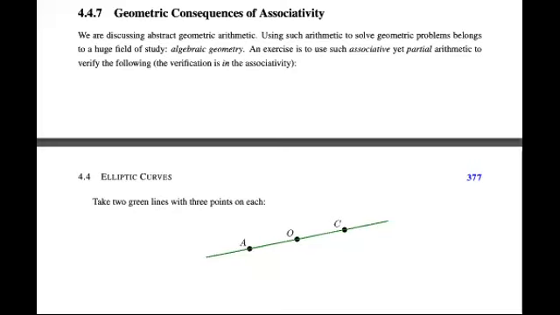Welcome to a read along with Dr. Powell in the book Discrete Perspectives in Mathematics. This is subsection 4.4.7, Geometric Consequences of Associativity.